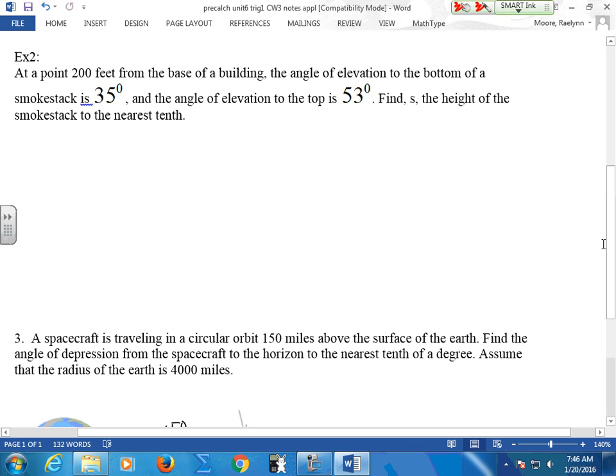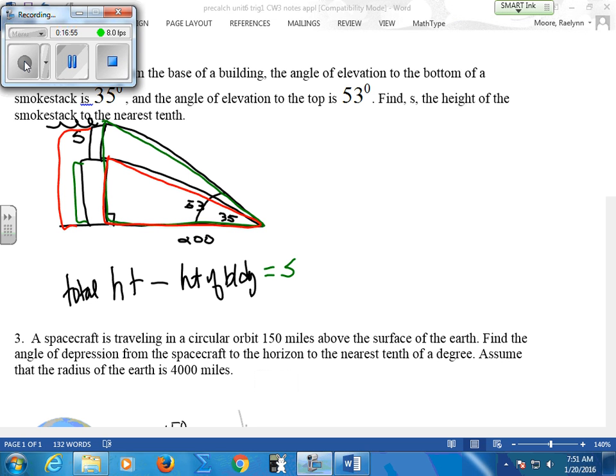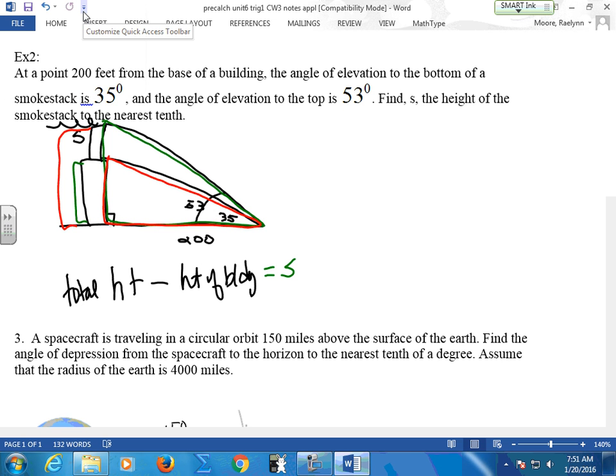Set the next one up. This is a tougher one. This is one off your regents. So what function are you going to use? Tangent. How many tangent statements do you have to use? Two. So let's do the first one.